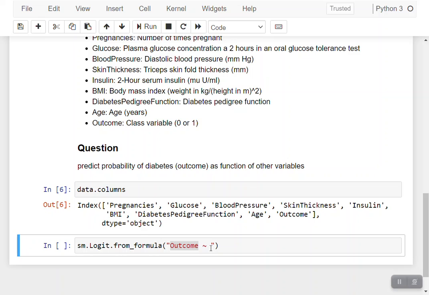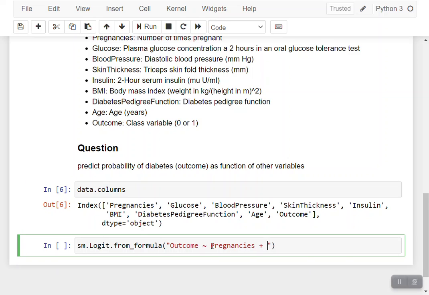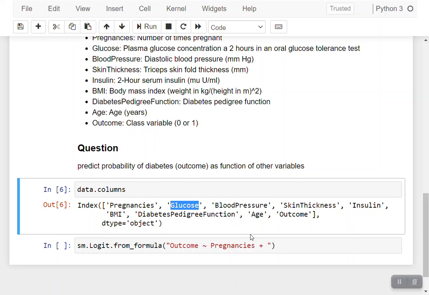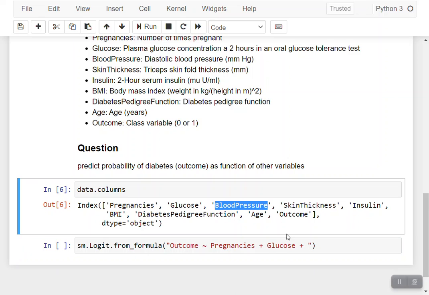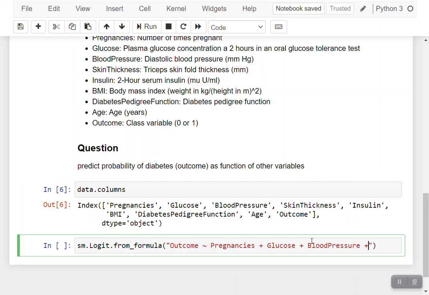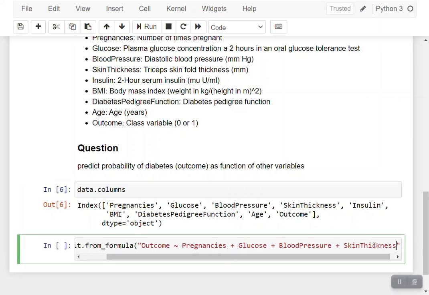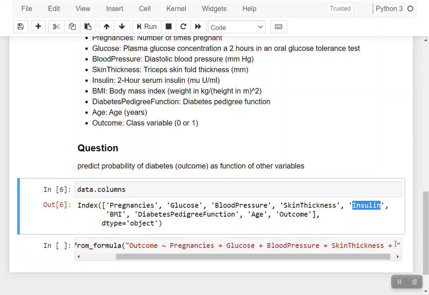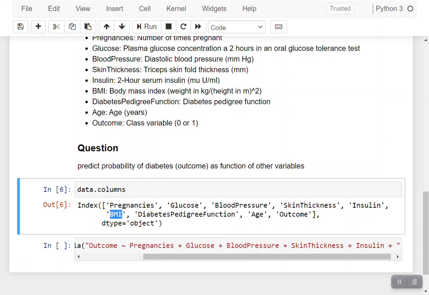And what I'm going to do here, I'm going to relate this to pregnancies, glucose, blood pressure, skin thickness, insulin, BMI.